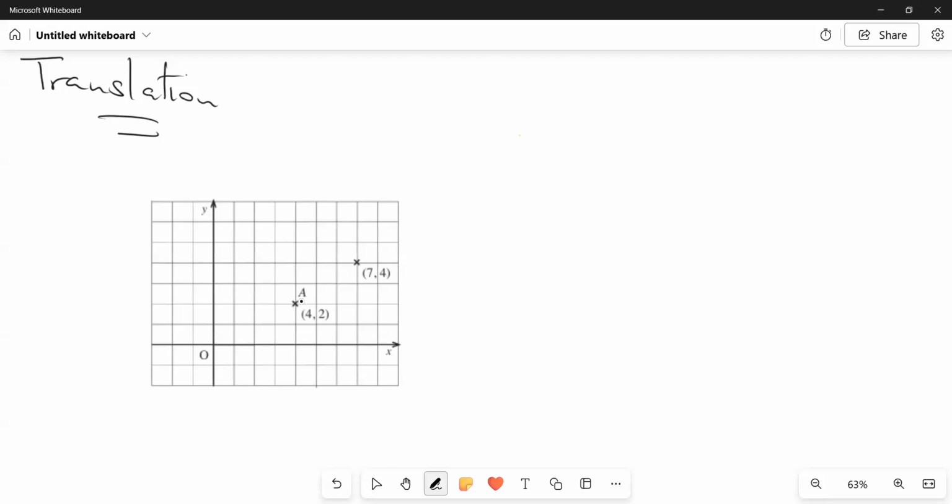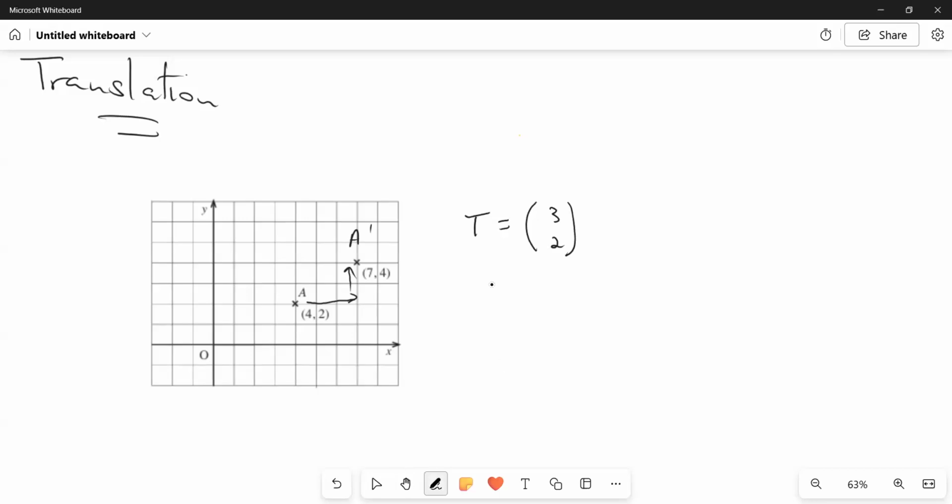So let's take the point A here, and let's say this is A prime. So what has happened here is this point has moved 3 units this way and 2 units that way, right? Here, 3 units to the right and 2 units vertically up. So you can actually describe this translation as equal to 3, 2, right? You can describe it like that.